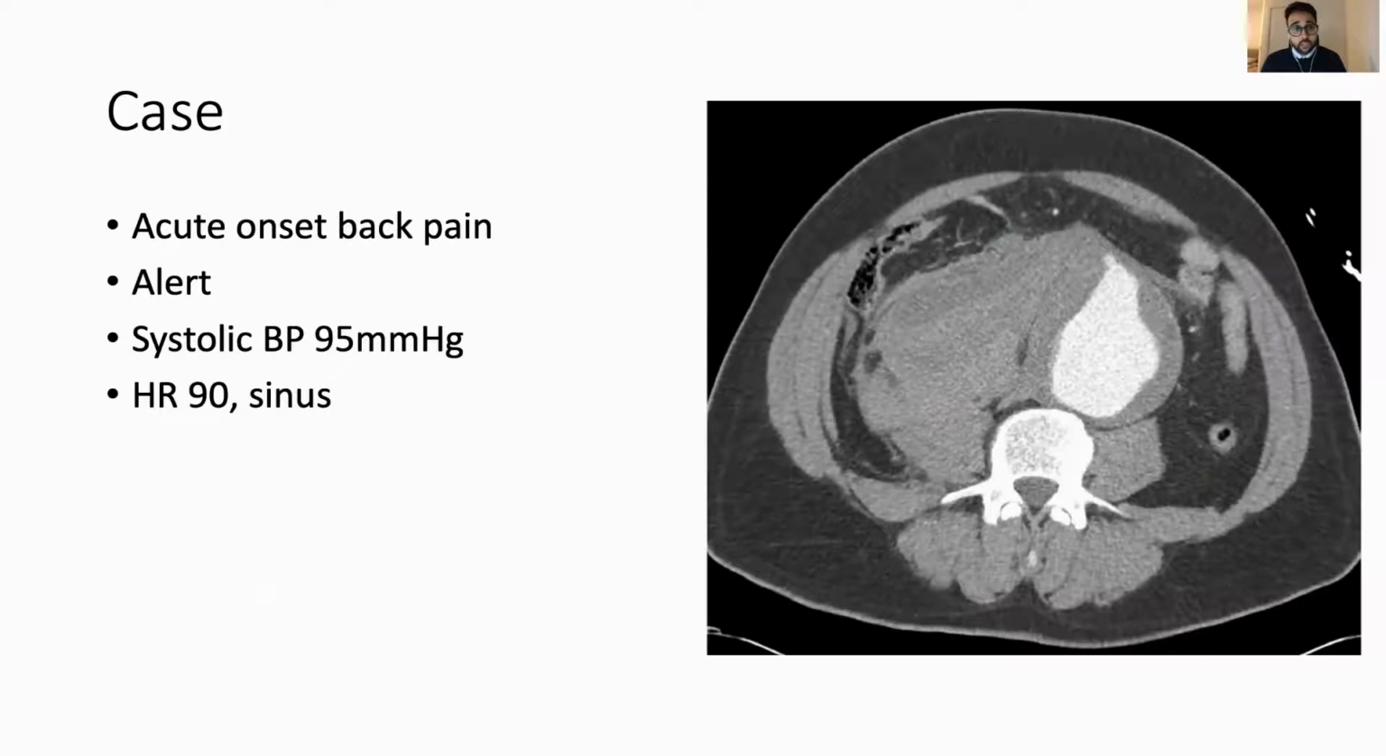So here's a case. You've got a patient who you've just seen in ED resus, acute onset back pain, but they're alert. They're speaking to you, they're giving you a good history. Their systolic BP is 95 millimeters of mercury, heart rate's 90, and they're in sinus rhythm. Can we have the next question, please? And this is their CT scan, which I'm sure you've had a look at already. So what do you do in terms of their fluid resuscitation?